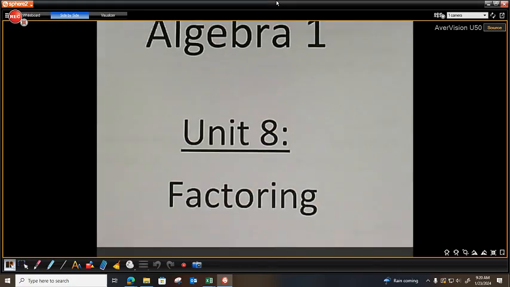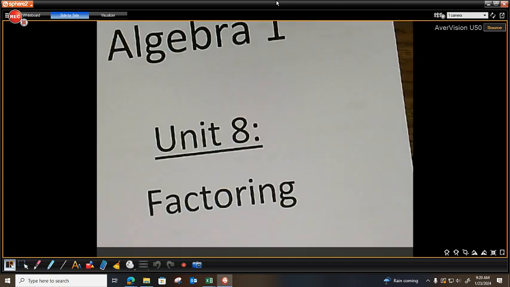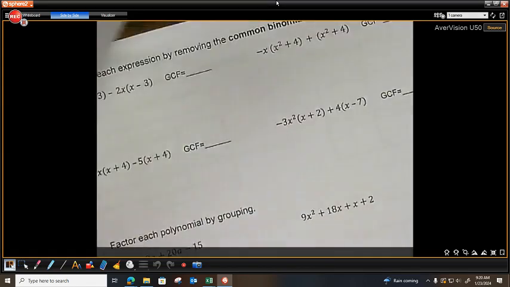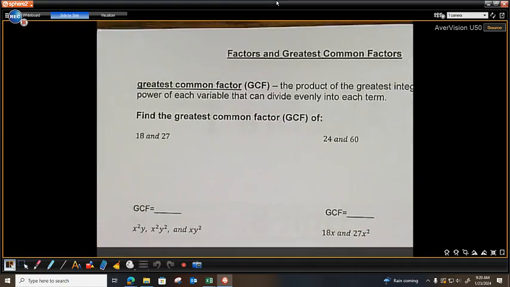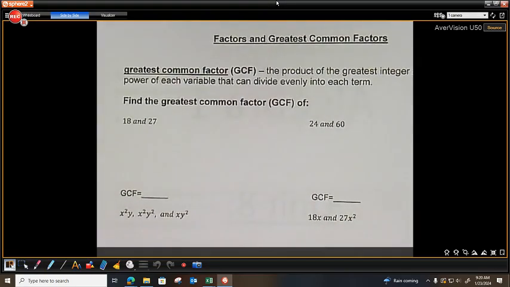Okay, so we are starting our factoring unit, guys. Factoring is essentially the exact opposite of what we did last unit. Last unit, we went from having things multiplied together, and then we got rid of the parentheses by multiplying. And then we had like terms we added and subtracted. This unit, we're going to go the opposite way. We're going to have terms that are added or subtracted together, and we're going to turn them into things we're multiplying together. Factors are things that are multiplied together.